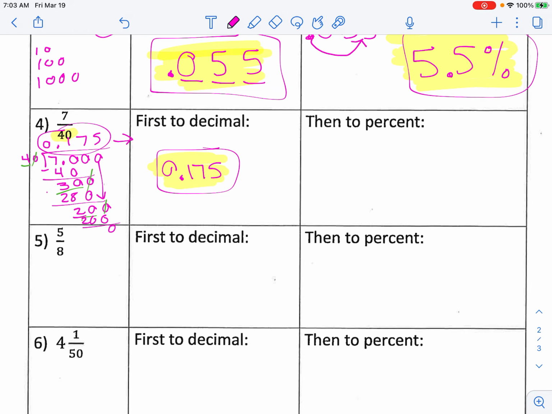Now, once you've got your decimal, it's super easy to convert to the percent. All you have to do is bloop, move that decimal 2 places to the right. There's no more math to do. Yay! So that is equal to 17.5%.